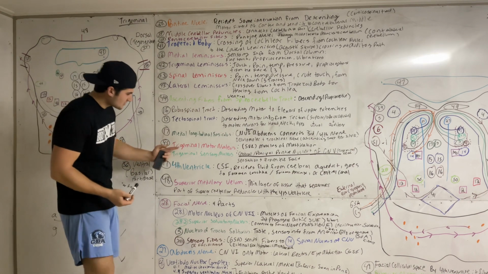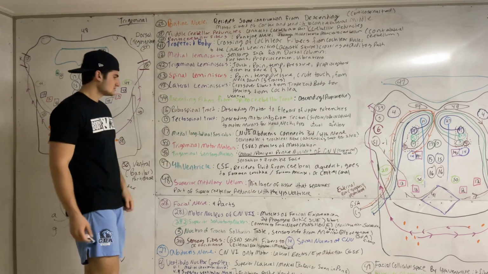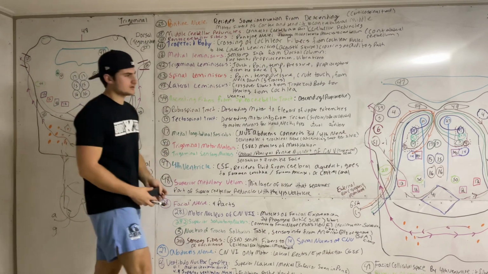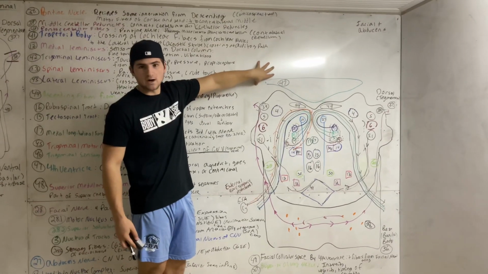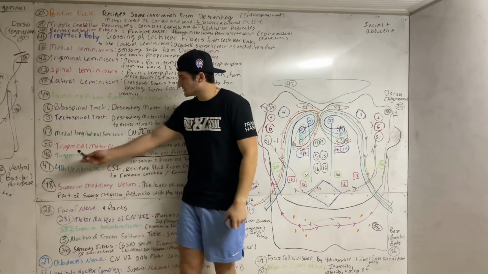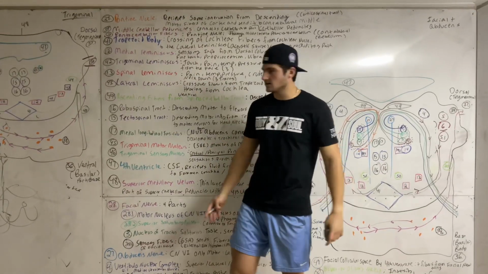I have written trigeminal motor nucleus and trigeminal sensory nucleus. Where do you think they're going to be located? Are they going to be at the facial and the abducens level? No. Why not? Because it says literally in the name, trigeminal. So it's going to be at the trigeminal level of the Pons.